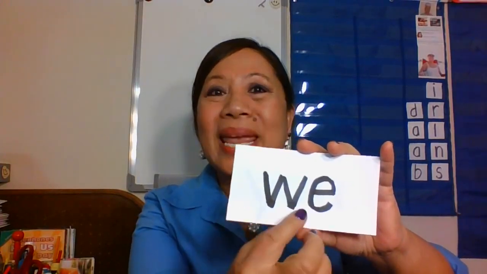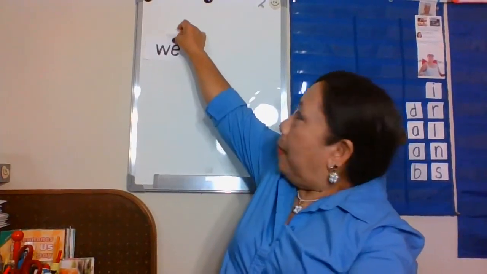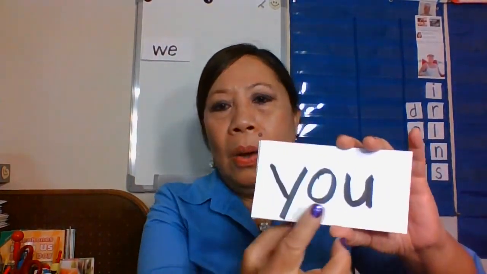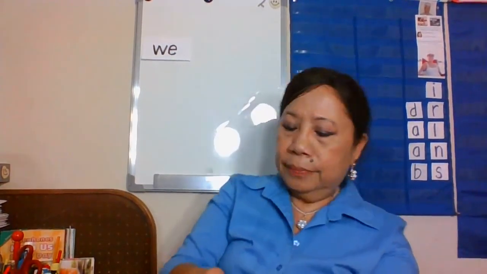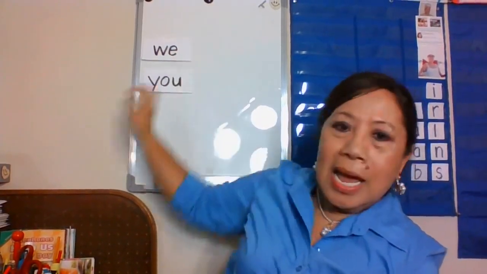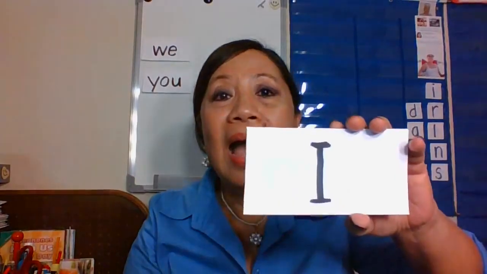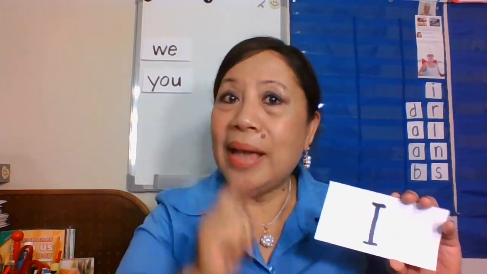Now we are ready. The first frequency word is we. Listen. W E, W E. We. The word is we. We are going to put this word up here on this board. Can you see it? Very good job. The next word is you. Y O U. You. Very good job. Now we're going to put this up on the board. The next word is I. I. That's just me. I like you. I. These are the frequency words.